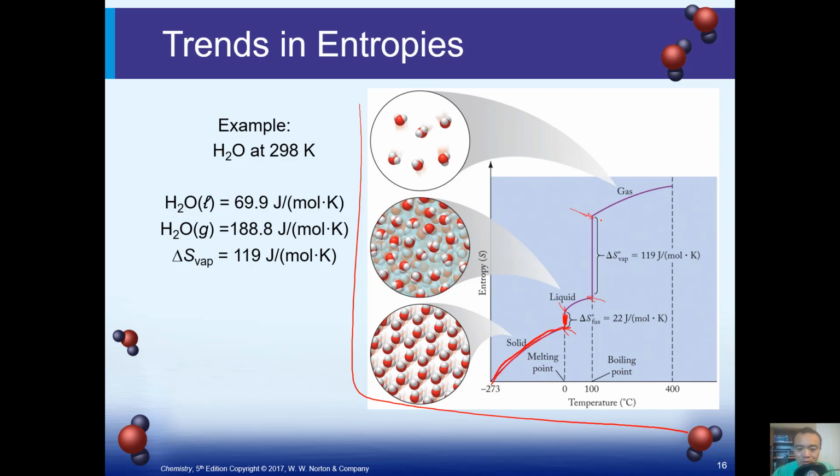Also note that the lines are not straight. The increase in entropy with temperature becomes smaller as temperature increases. We can calculate the delta S for vaporization as the difference between the molar entropies of liquid water and the gaseous water at the boiling point.